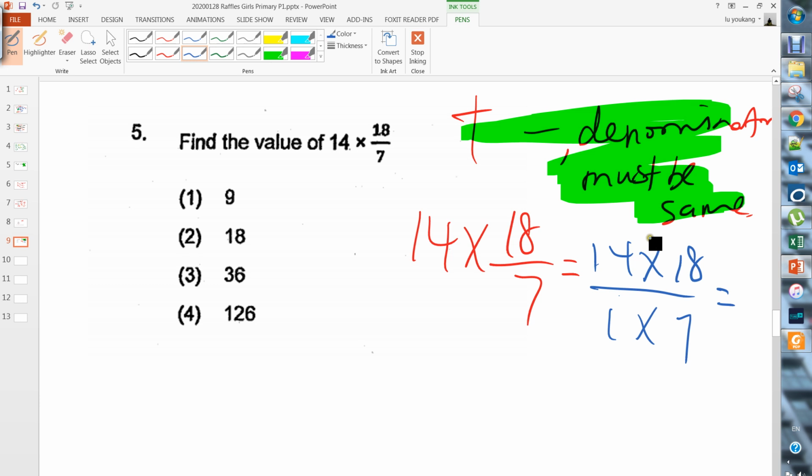This is called what? Top times top, bottom times bottom. You can actually check it. You don't have to check. Actually, I remember I asked you to write down one for the multiplication. I asked you to write down for plus and minus.